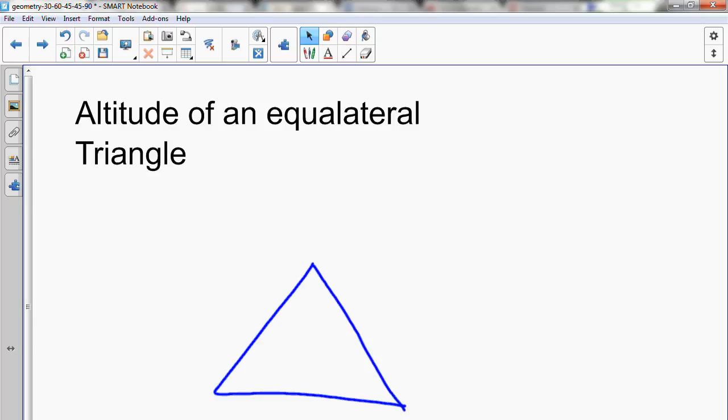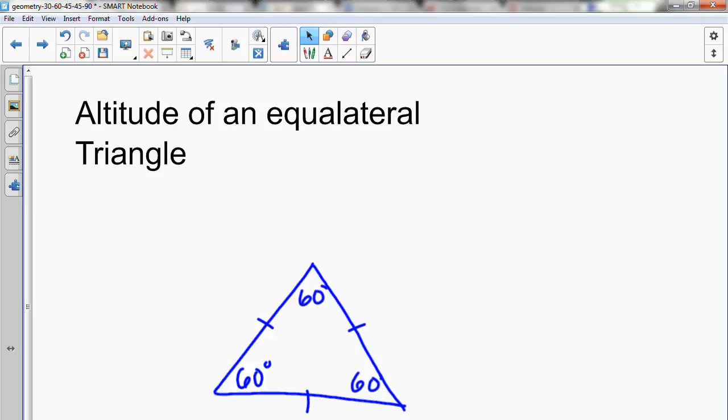Okay? So all sides are the same. Now, if all the angles are the same and they have to sum up to 180, what would they each have to be? 60, right? That's 60, that's 60, and that's 60. Now, an altitude will measure the height for you. And a lot of times what you need that for is to find the area. You need the altitude, the height of the triangle.